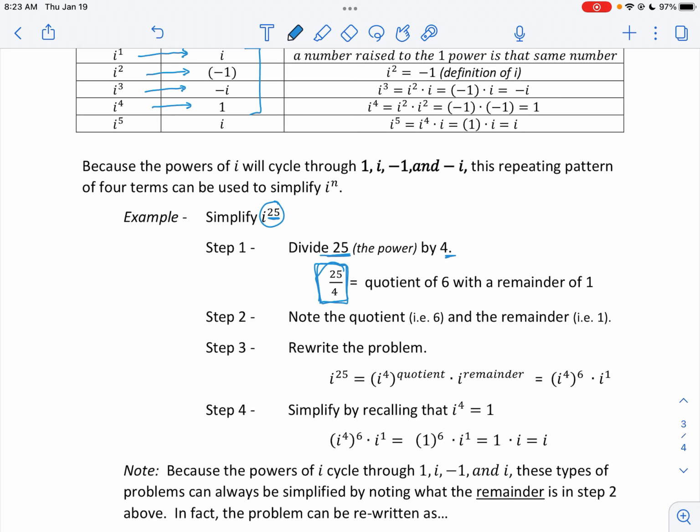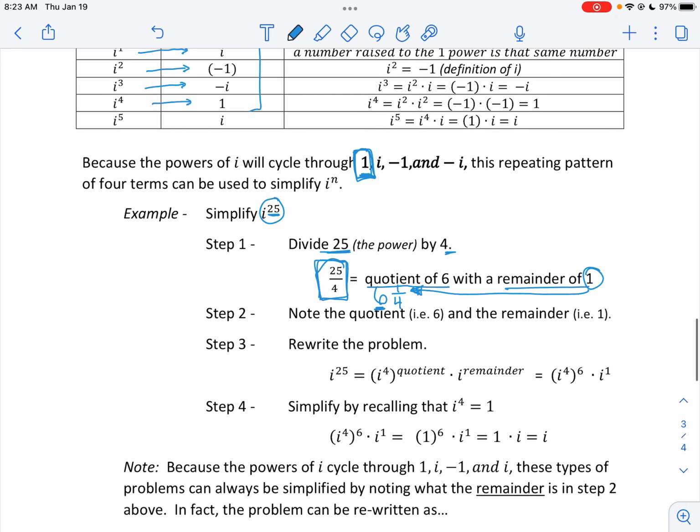25 divided by 4 has 6 and 1/4 as your answer, right? Quotient of 6, that's the whole number, and remainder of 1, that's the numerator, okay? So since the remainder is 1, we're going to look for the first pattern in the 4-piece pattern here.